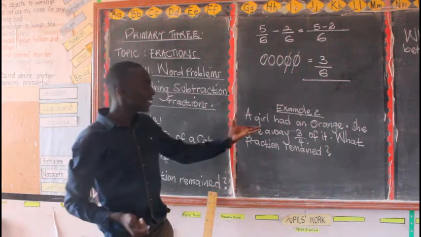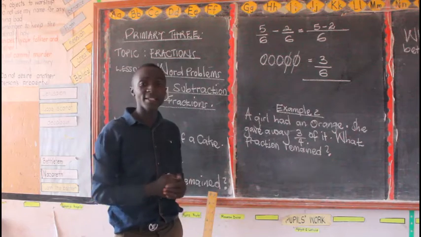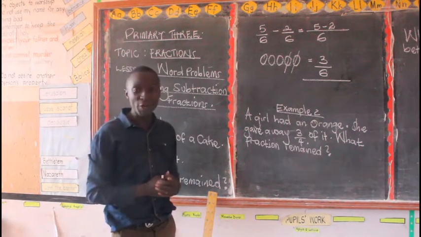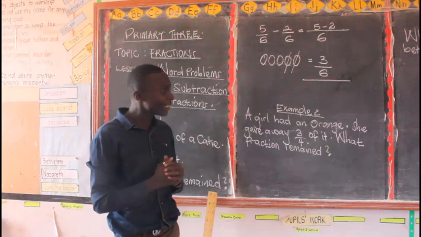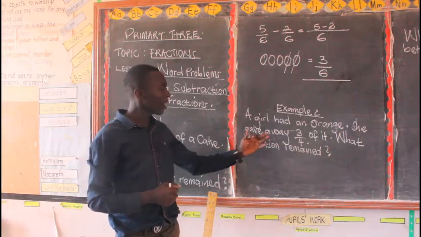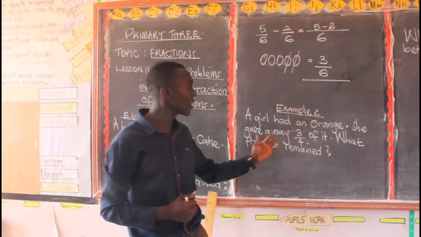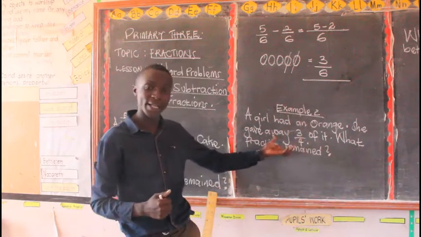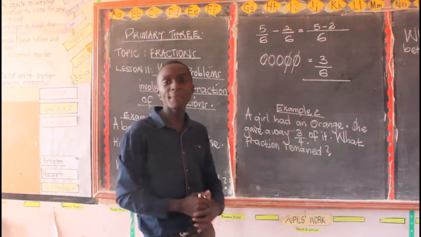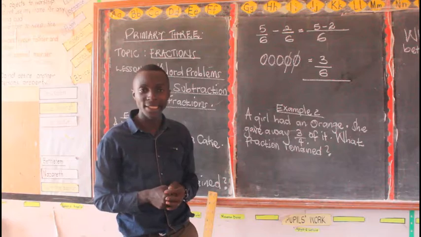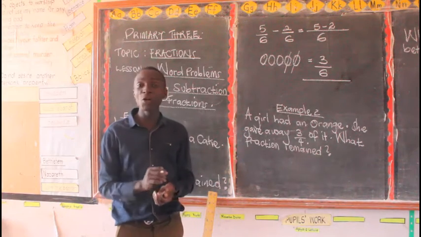Yes, my good children, let us go straight to our example 2. Example 2 is saying a girl had an orange. She gave away 3 out of 4 of it. Or we can say she gave away 3/4 of it. What fraction remained?